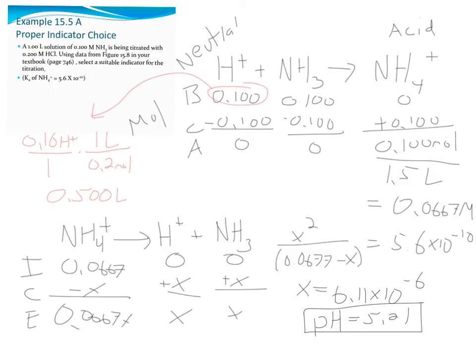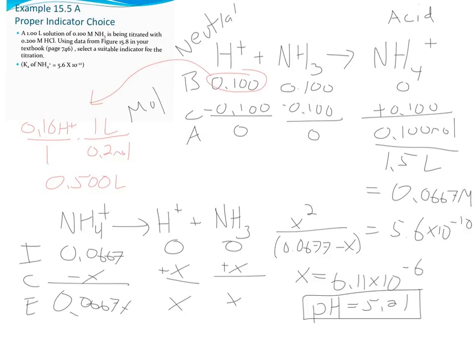What is the pH? But the question is really asking for what is a suitable indicator. So we need to go over to our chart on the other slides and figure out what the best indicator is. We want something that changes colors around 5.21, that has a really clear color change, and it looks like the best one in this case is going to be methyl red.